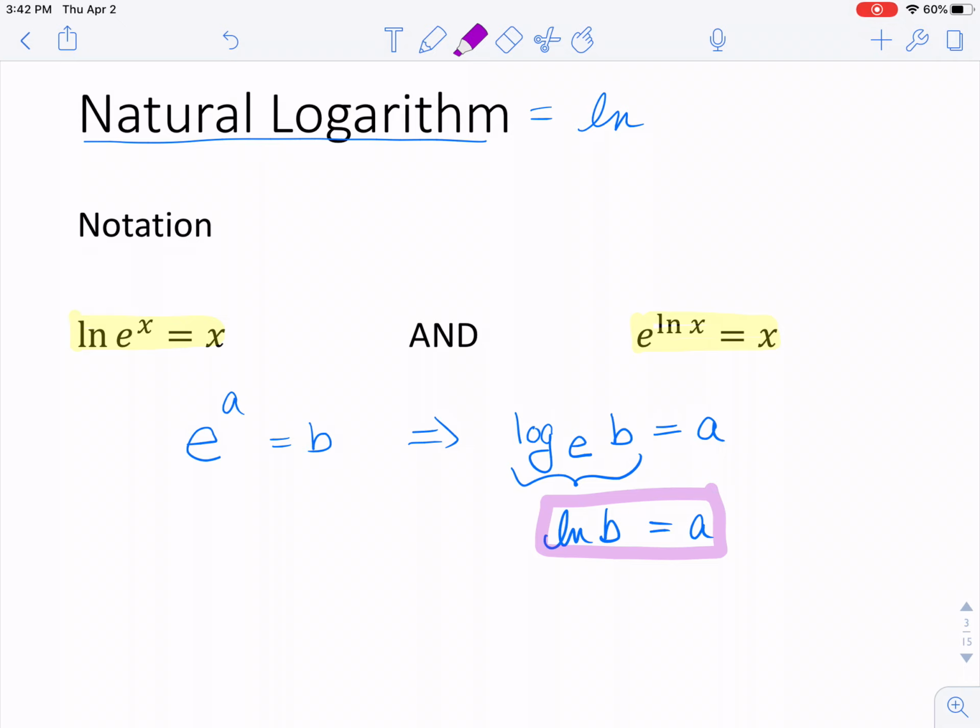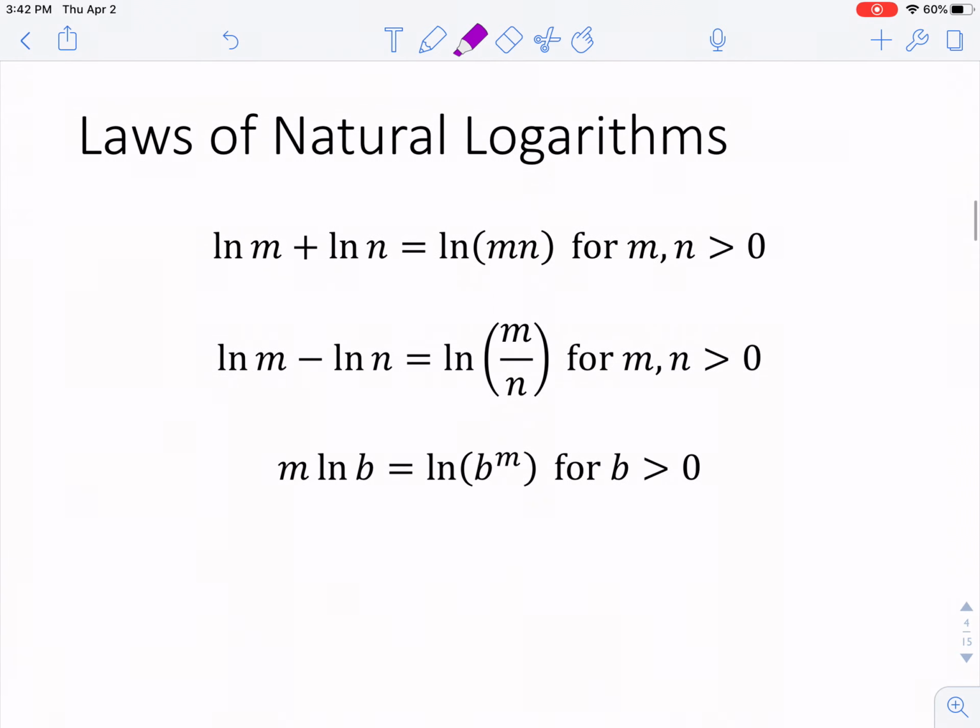So the laws for natural logarithms. The laws for natural logarithms are the same as the laws for logarithms of any other base, like base 10, base 2, base 3, base whatever. If we add two natural logs together, it's the same as the product of those two. If we subtract them, it's the same as the quotient. And a constant times the natural log of b is equal to the natural log of b to the power of that constant. So these laws are the same.